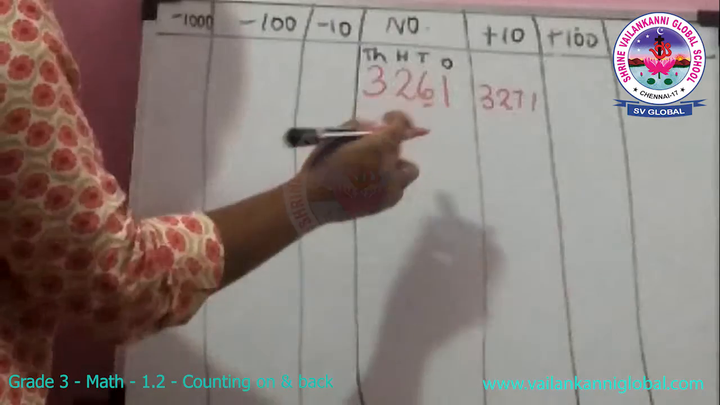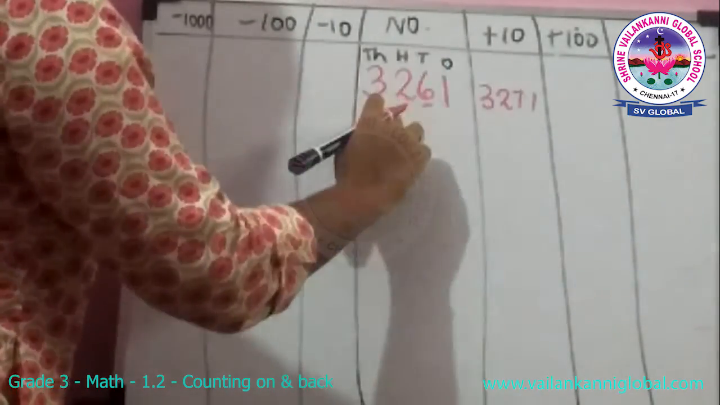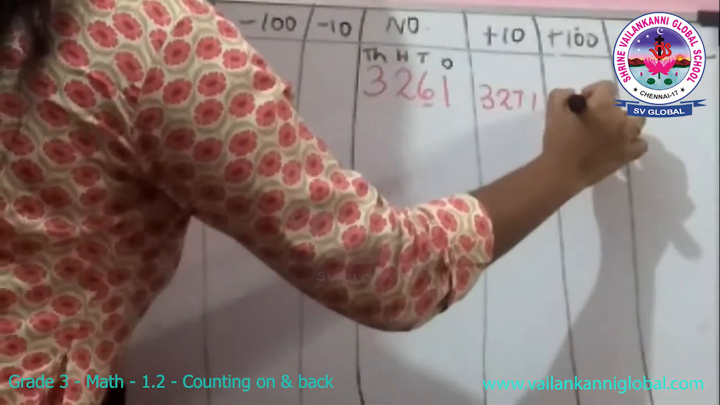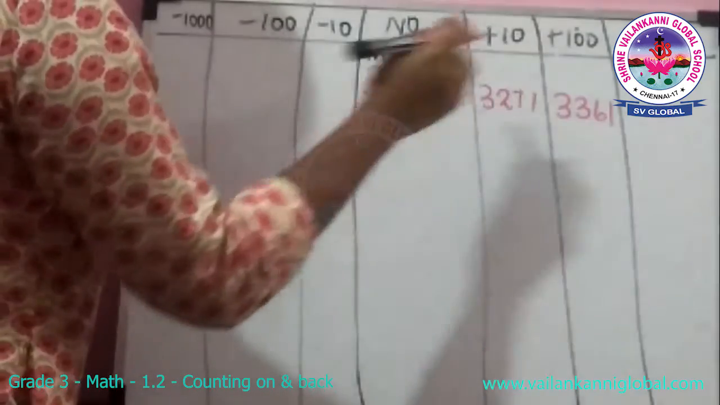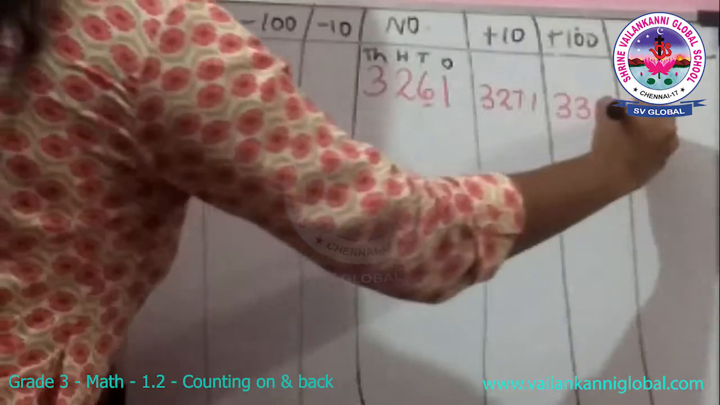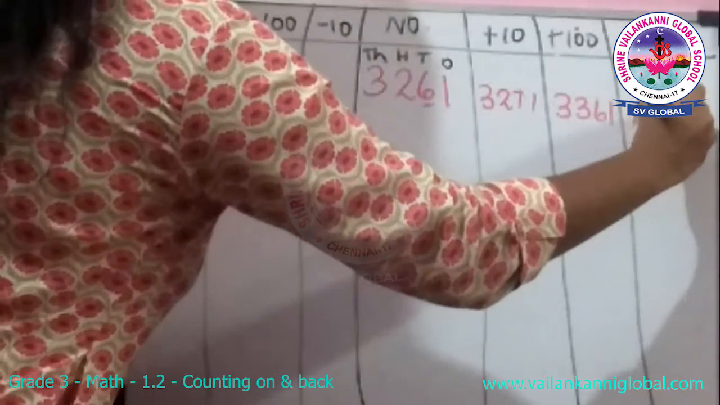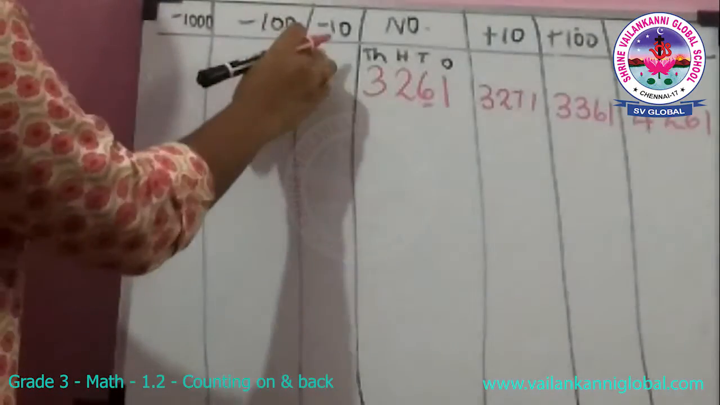What about here? You're adding 100. Which is the 100's place here? Already 200 is there. Adding one more 100, it becomes 300. So 3361. What about this place? You're adding 1000. The 1000 is here. So in the 1000's place, already 3 is there. Plus one more 1000, you have 4261.